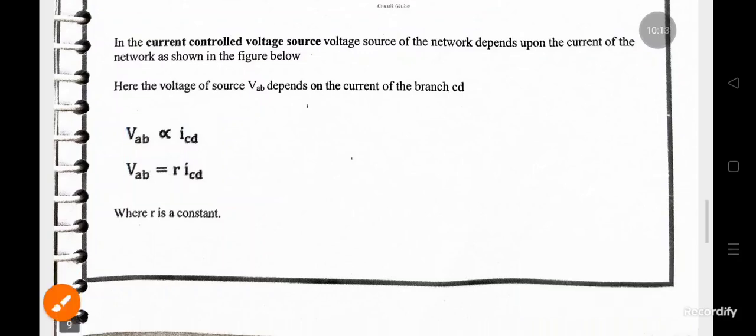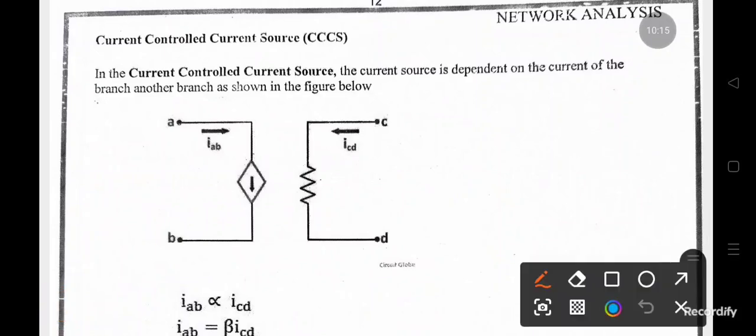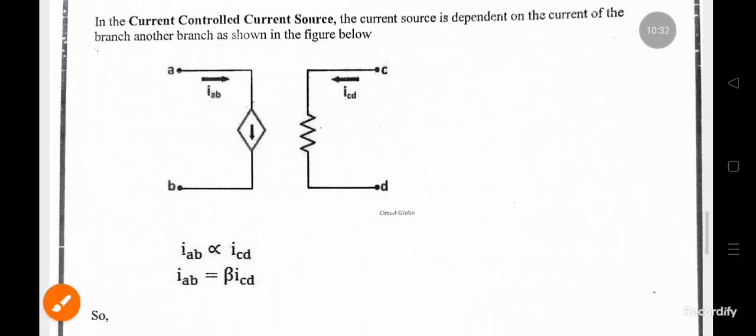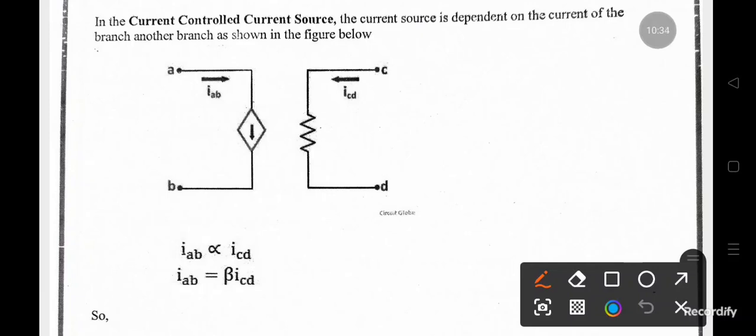Last one is current controlled current source. We can also represent it as CCCS. In the current controlled current source, the current source is dependent on the current of another branch, as shown in the following figure. Here IAB is directly proportional to ICD, IAB equals beta ICD, where beta is a constant.